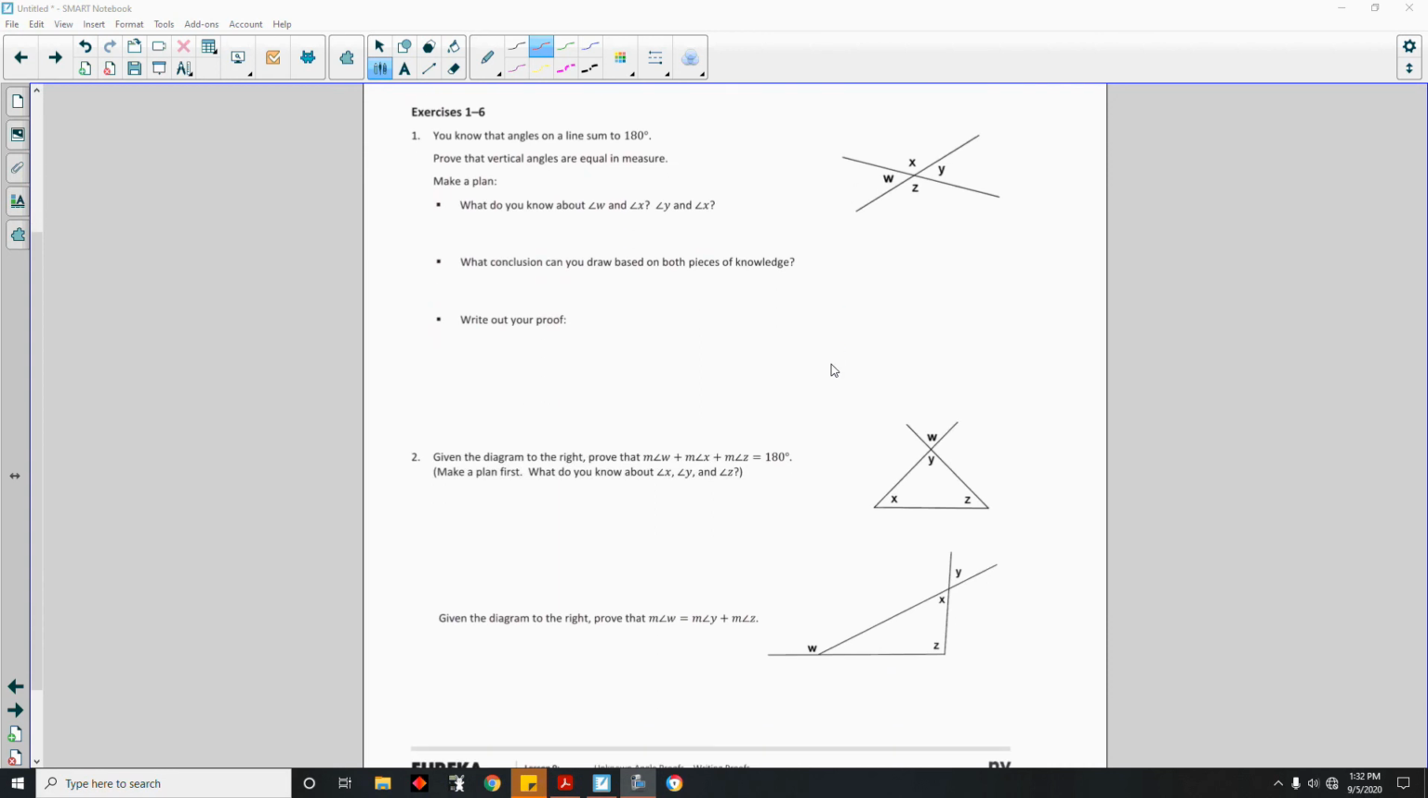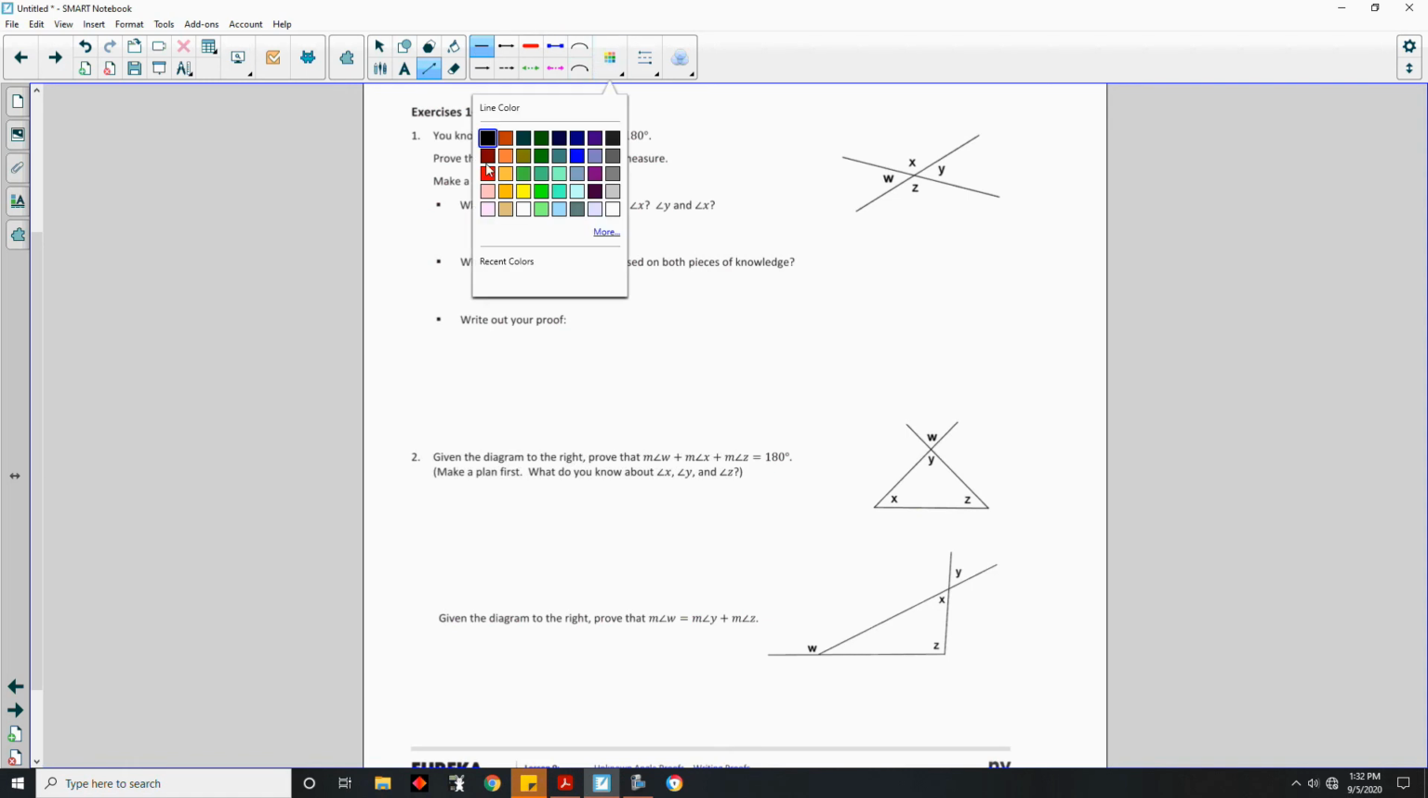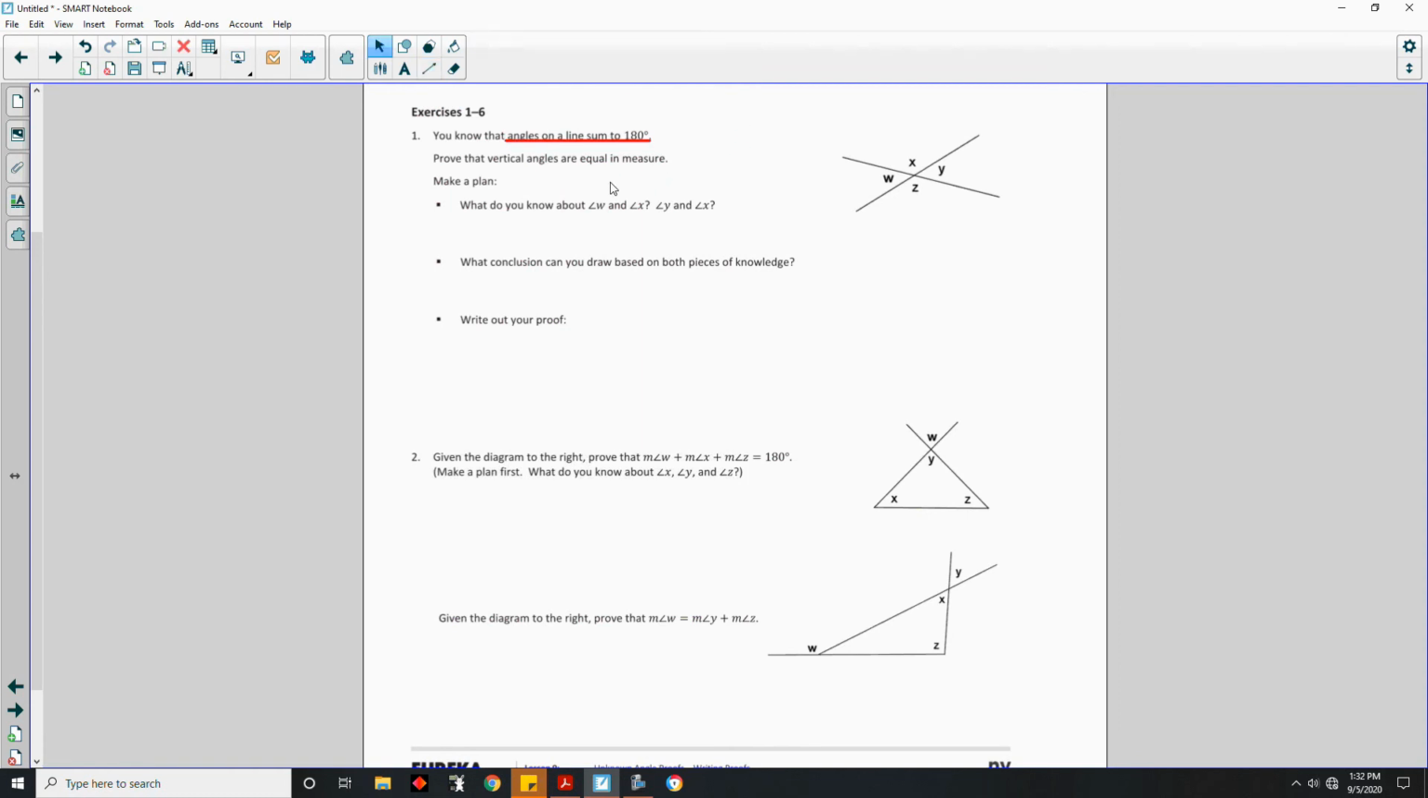So here's an exercise, 1 through 6. So it's writing proofs. It says, you know that angles on a line sum to 180. So that's a given fact, so I'm going to underline that. Angles on a line add up to 180 degrees. It says to prove that vertical angles are equal in measure. Make a plan. What do you know about angle W and angle X?